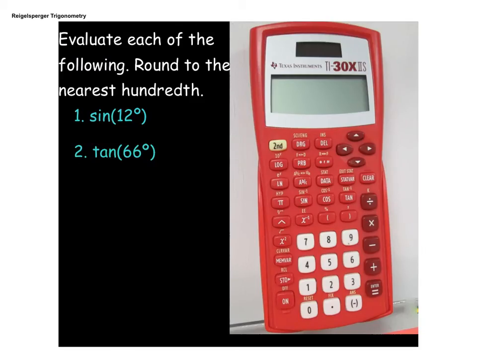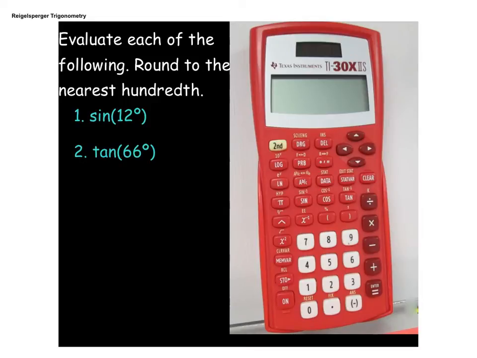Okay, these two examples are not in your notes. But I want to show you how to use your calculator to evaluate each of the two expressions here. So first, notice that the angle measures that we're finding the trig function values for, they're in degrees, okay? You need to make sure that your calculator is also in degrees.